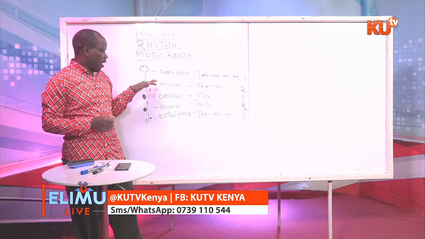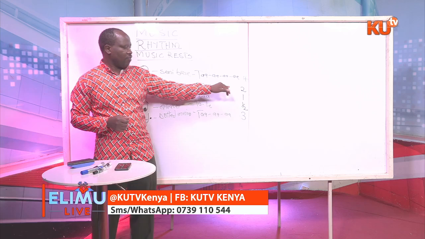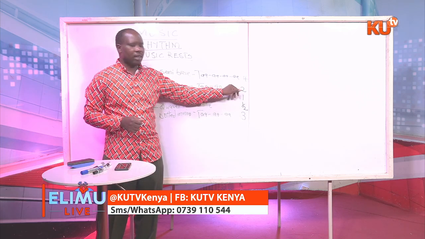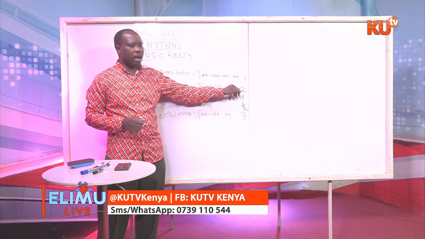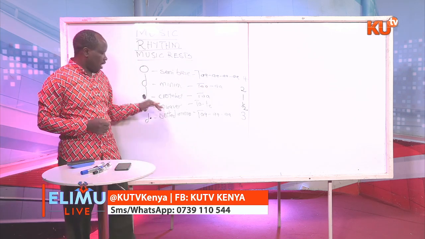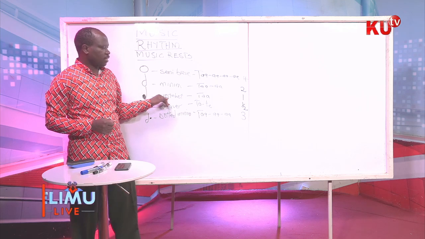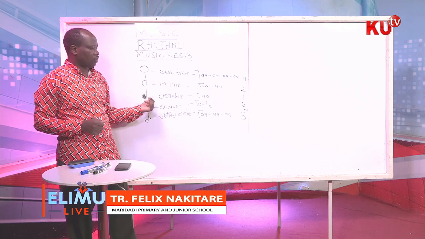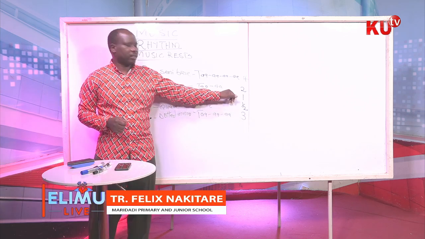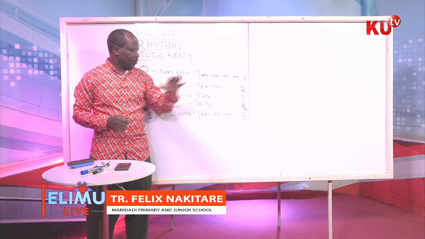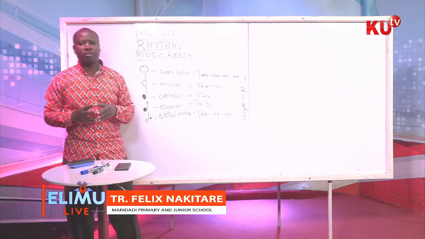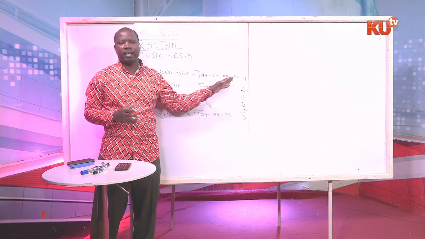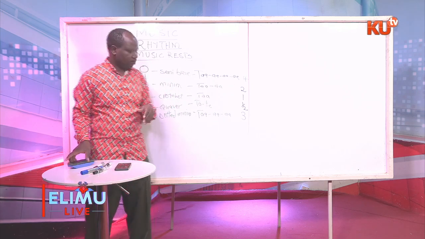If I use a minim rest, which is equivalent to 2 beats, I will rest for a period or duration equivalent to 2 beats, where I will be silent. If I use a crotchet rest, the duration that I will remain silent is equivalent to the beat of the crotchet, which is 1 beat. Now let's look at the next slide, where we shall see each music note accompanied by each music rest and the value of each of them.